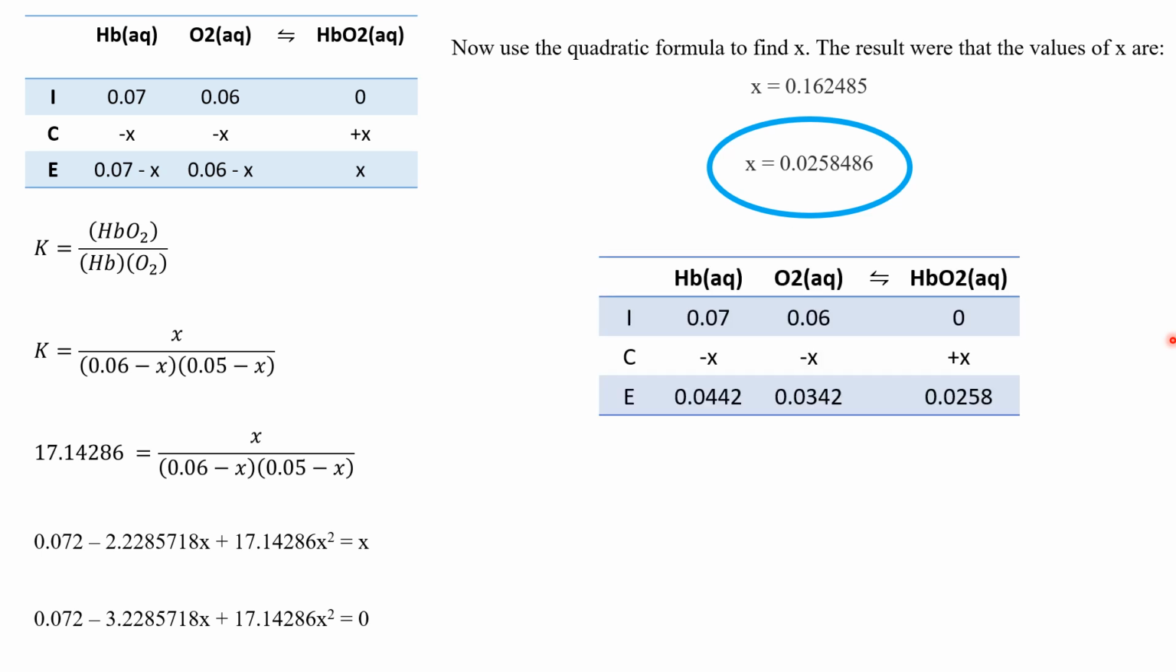So now that we have our equilibrium concentrations, we can compare our hemoglobin dioxide level with the normal hemoglobin dioxide level. What does this mean? Pause the video and determine your diagnosis for this patient. Because this 0.0258 is below the normal level for hemoglobin, you determine that your patient has anemia.